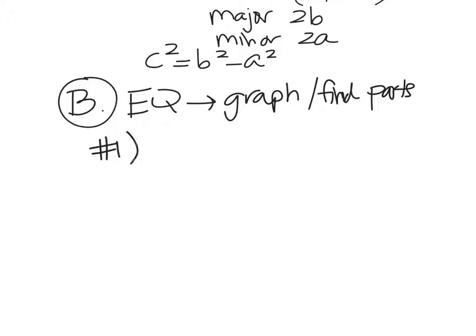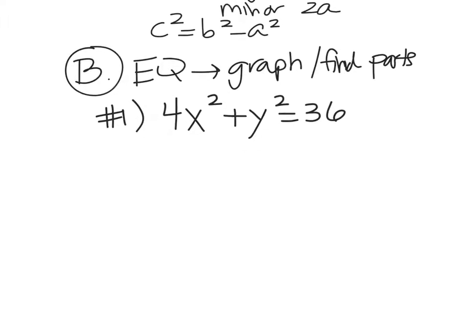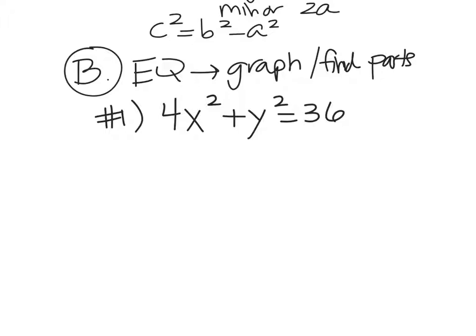All right, let's start easy, then we'll work our way to the most difficult. Number 1, here we go. Suppose that you have 4x squared plus y squared equals 36. And we have to find the center, vertices, major axis, minor axis, foci. You gotta do the whole thing. This is like a 10-point problem on a quiz. It's crazy.